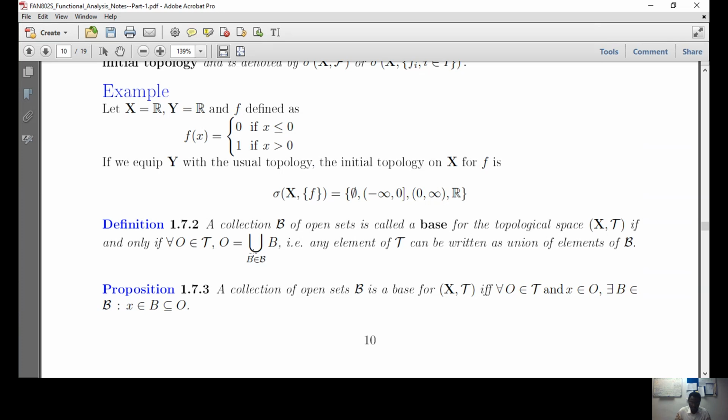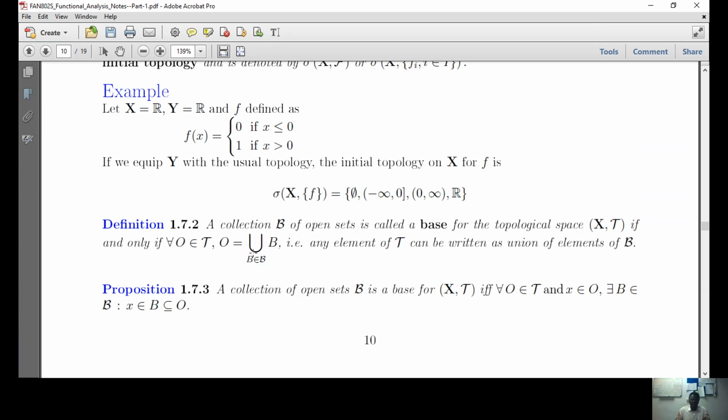I want to find a basis for that topological space. Or I'm given a collection of open sets, and I'm asked to show that that collection of open sets is a base for the topological space.